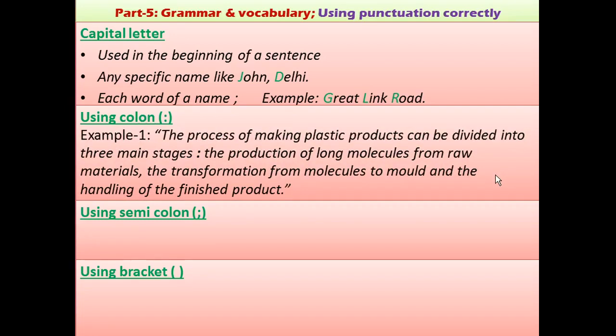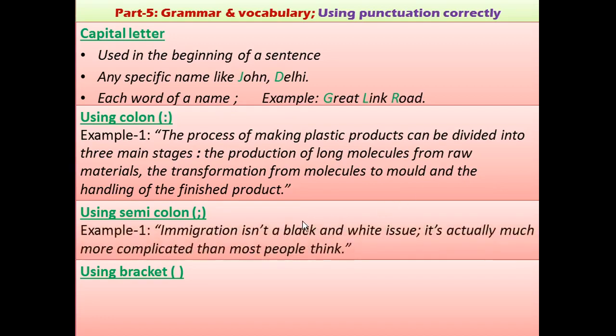And now I want to give three main stages, and I don't want to use a full stop because I want some sort of continuance of the sentence. So then: the production of long molecules from raw materials, you can see a comma here, the transformation from molecules to mold, and the handling of the finished product. So when we talk about the names in a list, we also use a comma, right? That's the use of the comma.